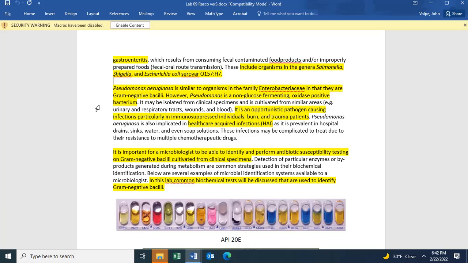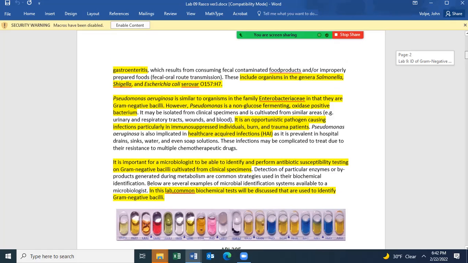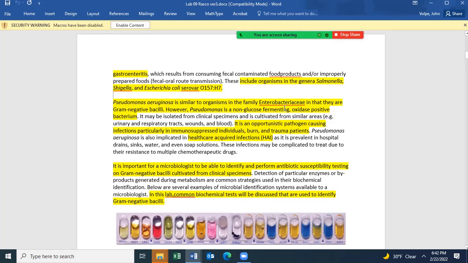So nosocomial infection and healthcare acquired infections are the same thing. It's important for microbiologists to be able to identify and perform antibiotic testing on gram-negative bacilli, especially once they've been cultivated from clinical specimens. In this lab, we're going to discuss the common biochemical tests that are used to identify gram-negative bacilli. And we're going to look at the two families, Enterobacteriaceae, and then the family Pseudomonaceae.